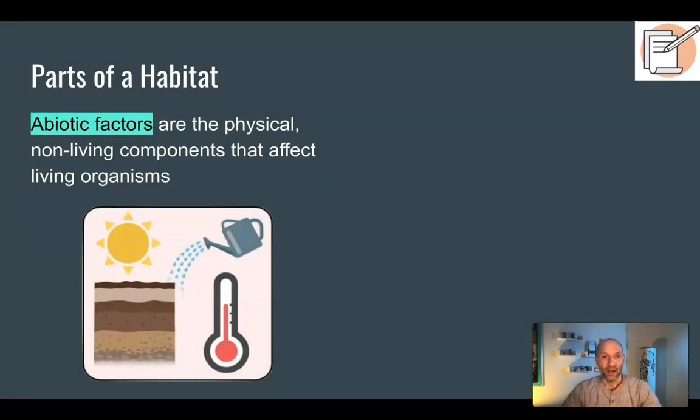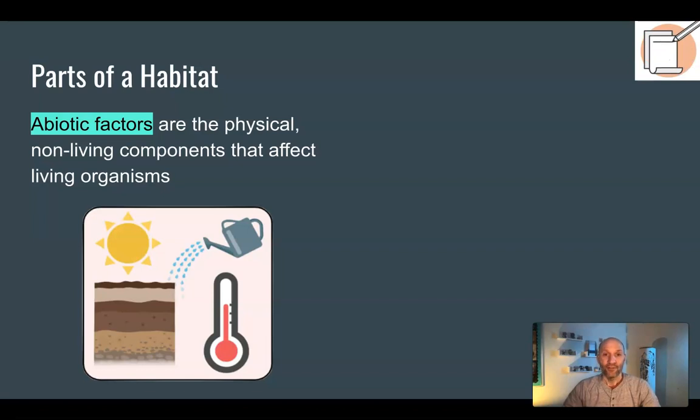When it comes to environments, we can categorize environments into two parts. We call them factors, the two factors of a habitat. The first factor are the abiotic factors. A means not, bio means life. So abiotic means the non-living parts of a habitat.